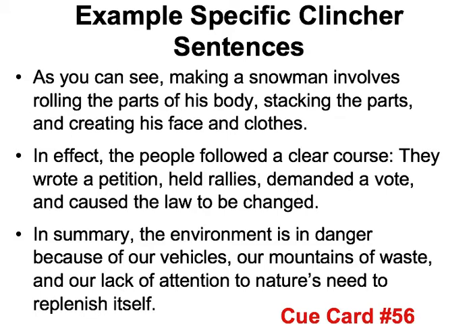As you can see, making a snowman involves rolling the parts of his body, stacking the parts, and creating his face and clothes. "As you can see" is my concluding transition with a comma, and then I talk about how to make a snowman. I have to roll the parts of his body, stack the parts, and create his face and clothes. In effect, the people followed a clear course.